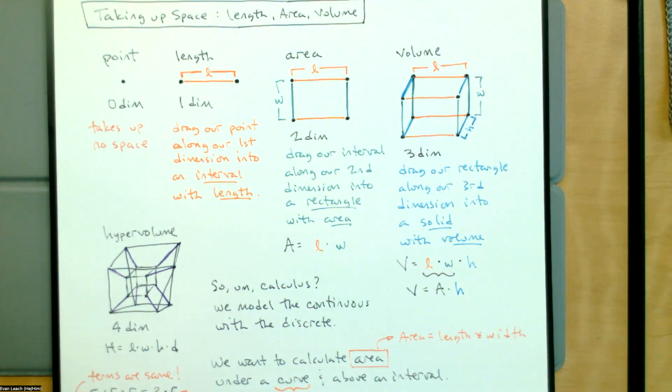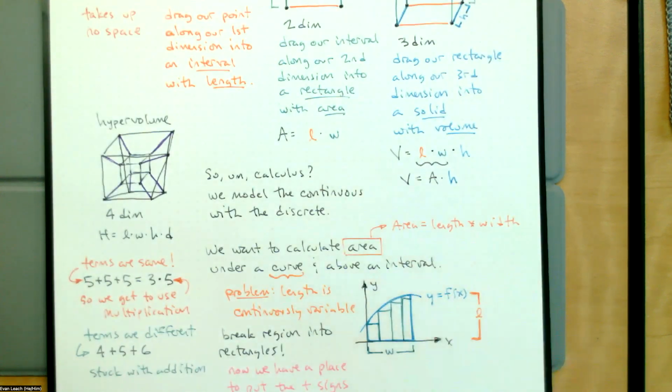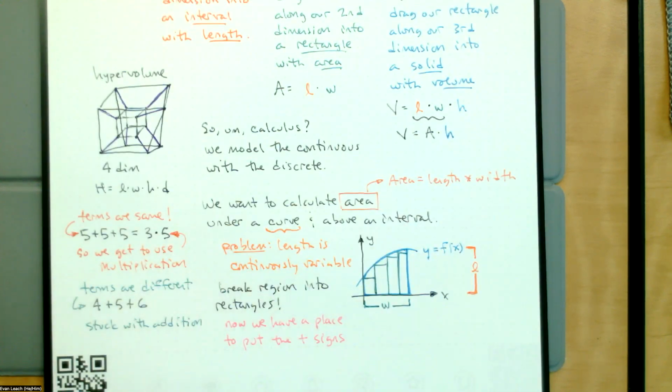Calculus is just length times width, but length is just variable. Instead of taking that one length and dragging it through the width, that one length is changing continuously. And we still want that area because it still tells us something. Anytime we can use multiplication, that's when we're going to want to find the area under a curve.